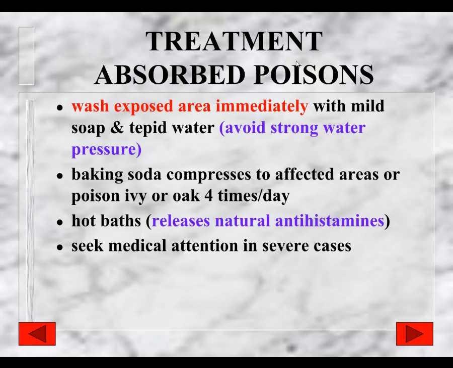If they have an area that is absorbed or exposed to a poison on the skin, we want to wash it immediately with soap and water. Not strong pressure, just normal faucet water. Baking soda compresses applied to the affected area for poison ivy or poison oak 4 times a day will help with that. Also, hot baths relieve natural antihistamines, and they can help slow down the progression.